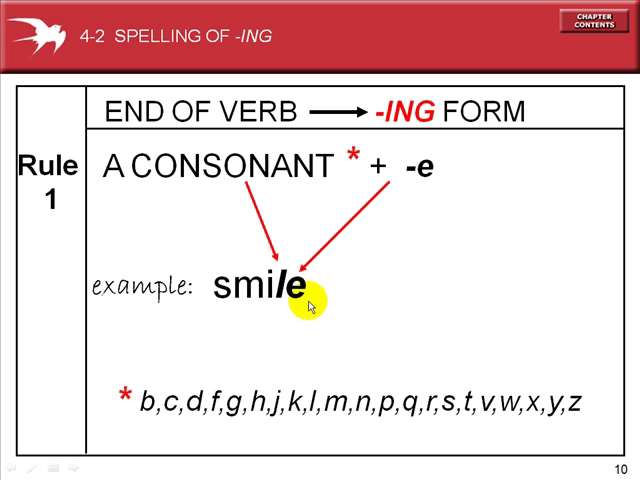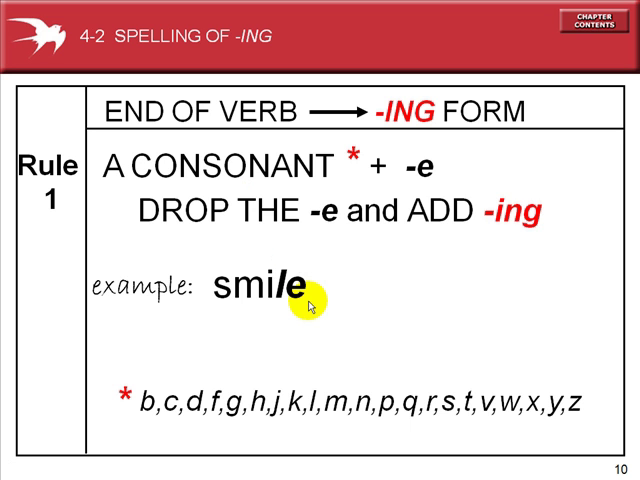verb smile. In English, we drop the silent E at the end of the verb and add an ing to form smiling.